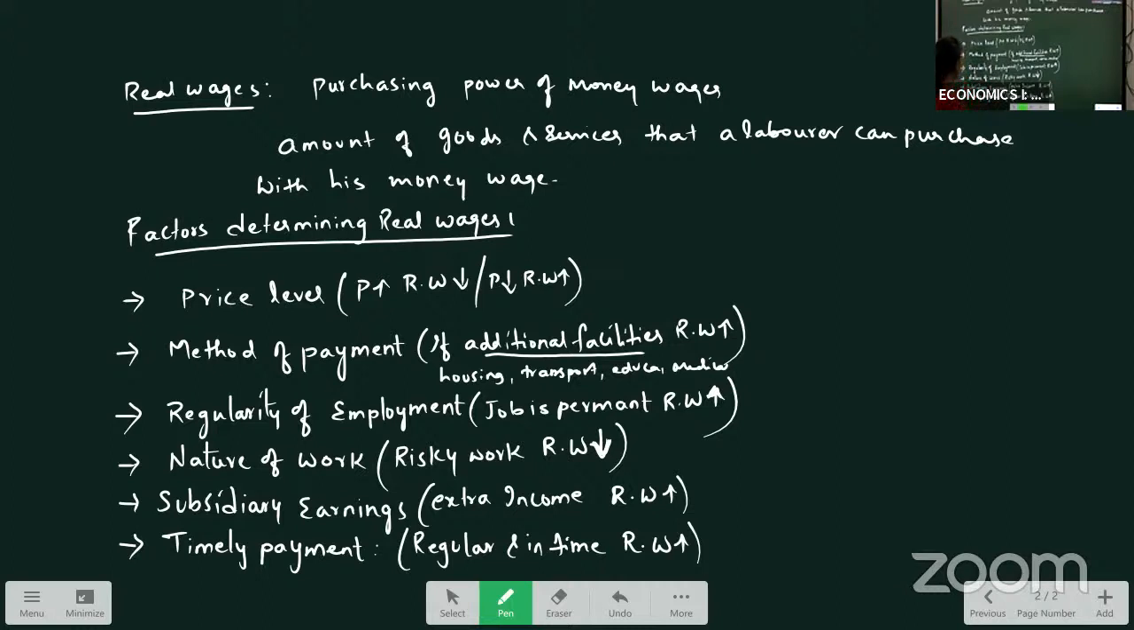Okay. That way, now these 6 points are enough for your 5 marks question. So this will be your 5 marks question. 6 points are enough for your 5 marks, not more than that. So, factors determining real wages.